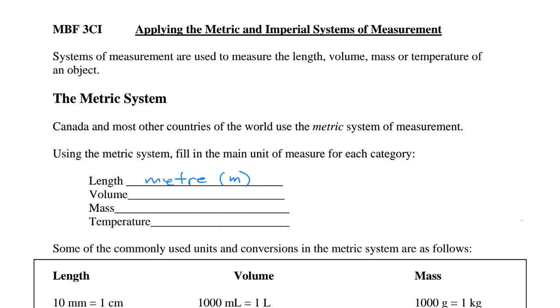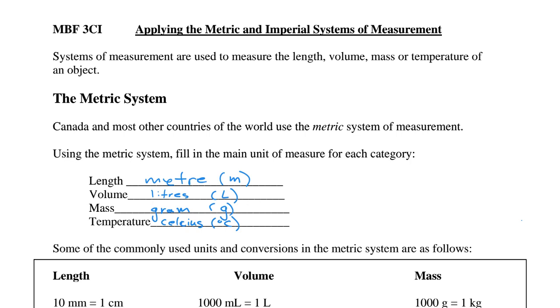Now, for volume, we have liters. And we denote that base unit as the capital L. Now, for mass, our base unit is the gram, and that's denoted by the letter g, lowercase g. For temperature, we have degrees Celsius, and that's denoted by degrees C, capital C.